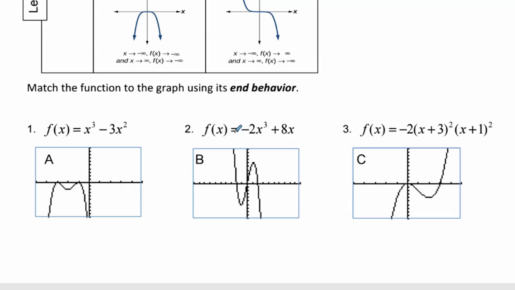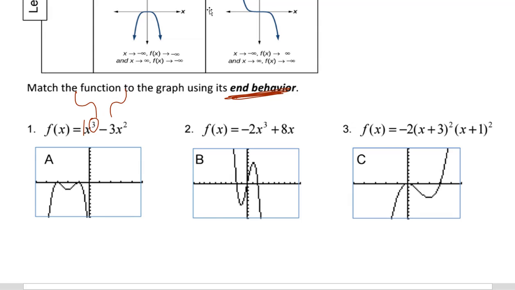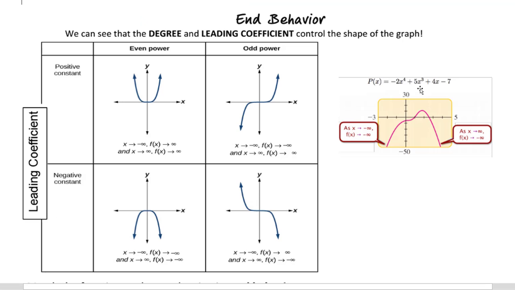What I want to do is, according to its end behavior, match the graph. So if I look at this one here, the leading coefficient is a 1 and the degree is a 3. That means that my graph is going to look like one of these. So let's go up top here and see what we got from these boxes. That was an odd power right here, so it's in this category. But the leading coefficient was positive, so we know that it's going to look like that.